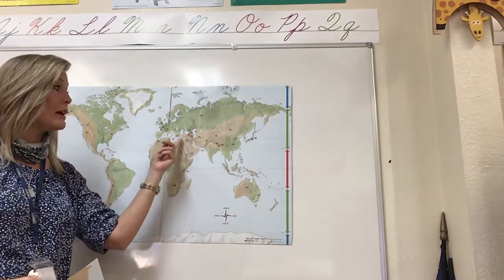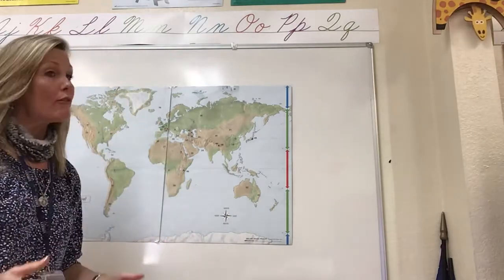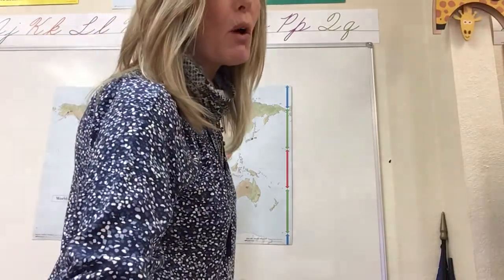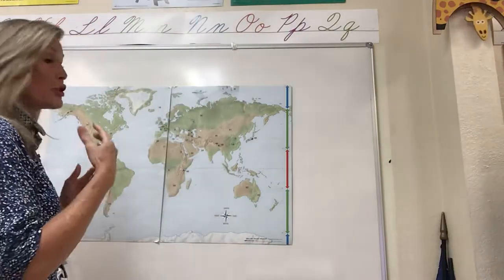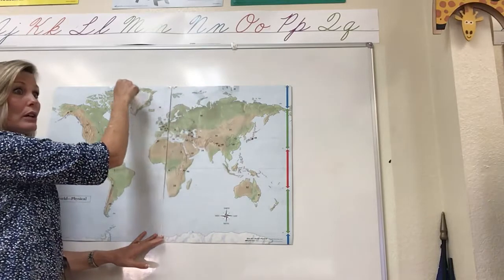Today they call this area the Middle East. And you'll hear about the Middle East often in the news. Other locations that you're going to need to know on the world map are your oceans. So what ocean is at the top of the world?